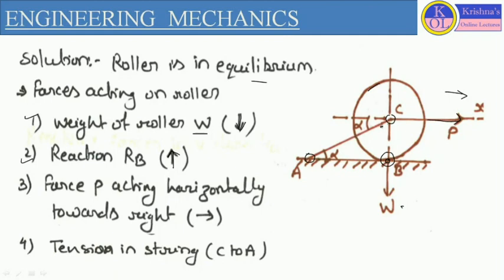So we will consider some tension in opposite direction because P is acting in this direction. So tension will act in this direction. So fourth force we will consider as tension in the string. Here third force is given external force P, which is acting horizontally towards right. Direction is also given here. And fourth force we will consider as tension in the string from point C to point A. So this should be the direction of the tension. So here there are four forces applicable on the roller when the roller is in equilibrium condition.